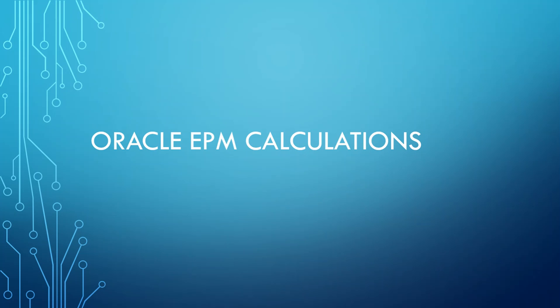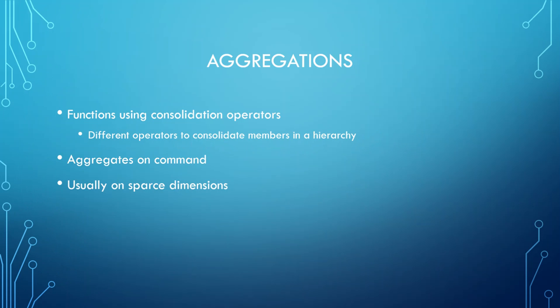Okay, so let's talk about Oracle EPM calculations. There's three different types of calculations, and we'll go through them and explain them. Okay, so the first calculation and the most simple to understand is aggregations.